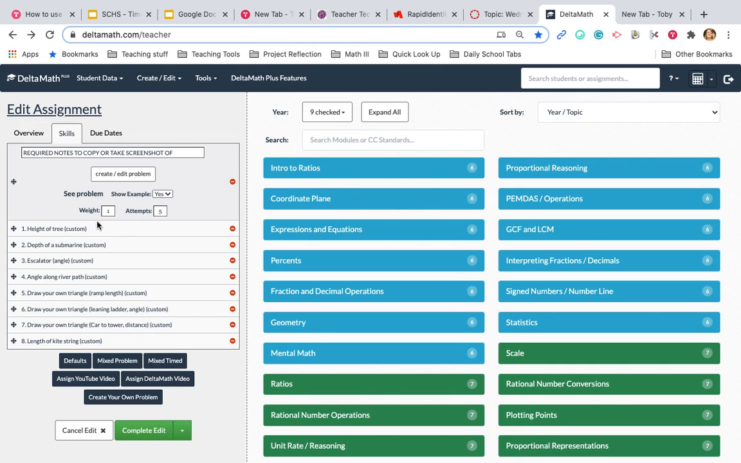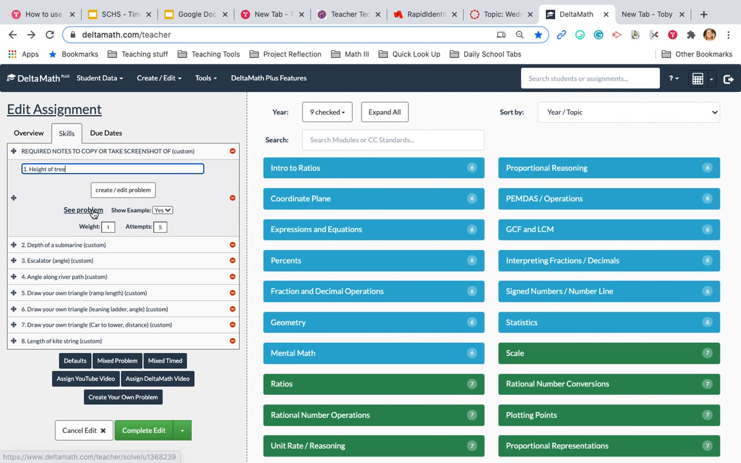So the next thing I'm going to do is, notice I've got all these different problems here, but I've got them labeled to describe them. So number 1 is regarding the height. You're going to be finding the height of a tree. 2, you're going to find the depth of a submarine. 3 involves an escalator. And the first couple have pictures, and then we're going to have to learn, well, what if they don't give us a picture? And then we have to draw it. So we're going to go ahead and take a look at number 1.